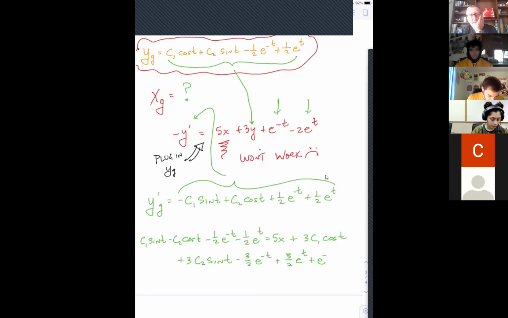So the 3 halves e to the negative t, would this be positive? Did I blow it? Did I blow it? No, because it was negative up here. Unless, again, I could have lost a sign really easily, but it was negative up there, and I just multiplied it by 3. Oh, okay. Thank you for speaking up.